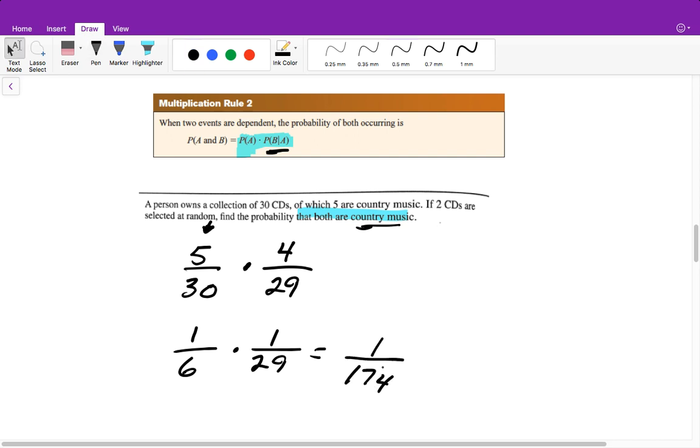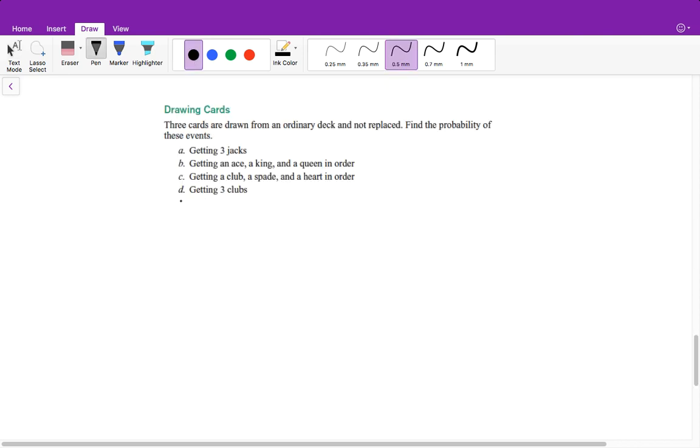So the odds of you picking country music, if there's 5 of them out of the 30 CDs, the odds of you picking 2 country music CDs in a row is 1 out of 174. All right, now there's just a couple more examples I'm going to go through.